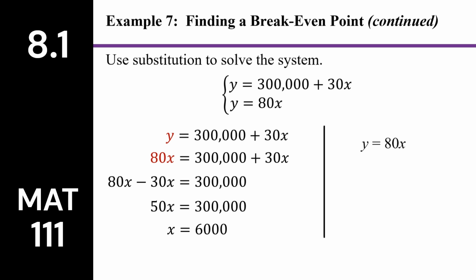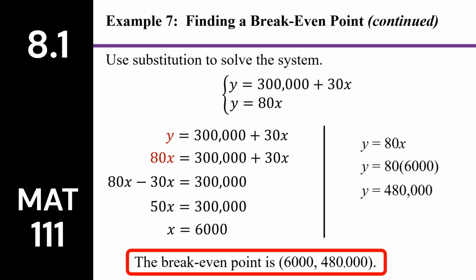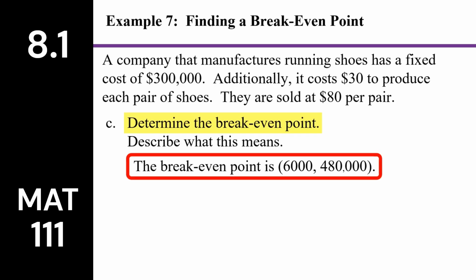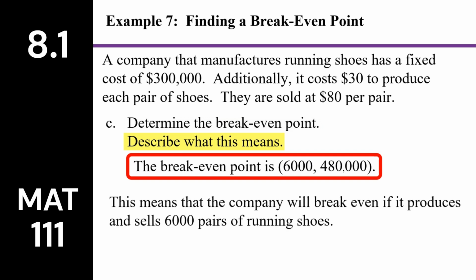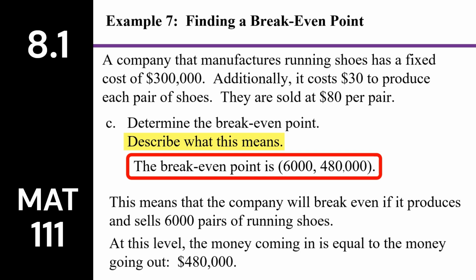So now we'll substitute that value into either of the other two equations. So we'll take the simpler one. Substitution gives us a value of 480,000. So the break-even point is where x is 6,000 and y is 480,000. Now that we've determined our break-even point, we need to describe what it means. This means that the company will break even if it produces and sells 6,000 pairs of running shoes. And at this level, the money coming in is equal to the money going out, specifically $480,000.